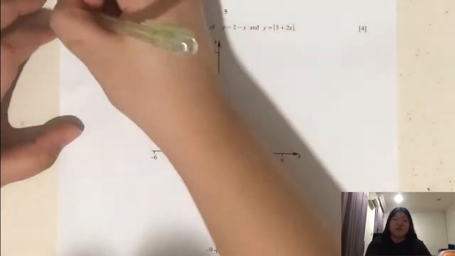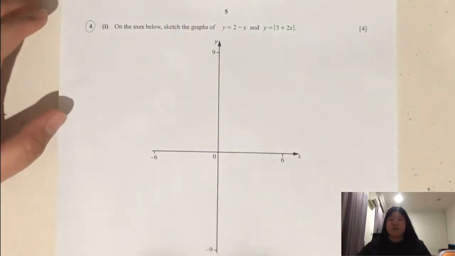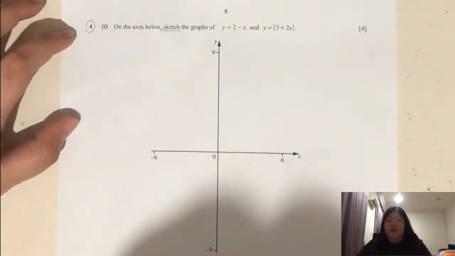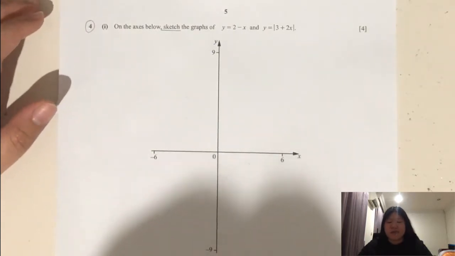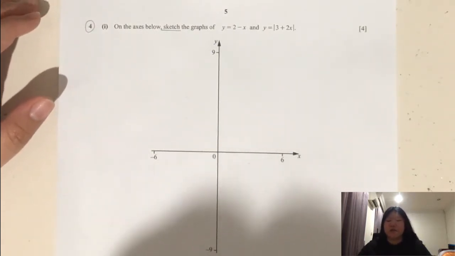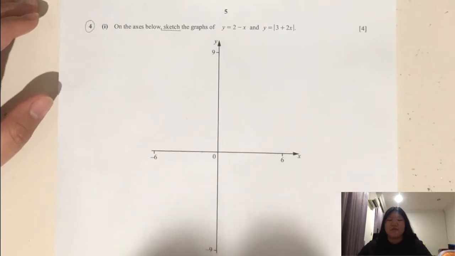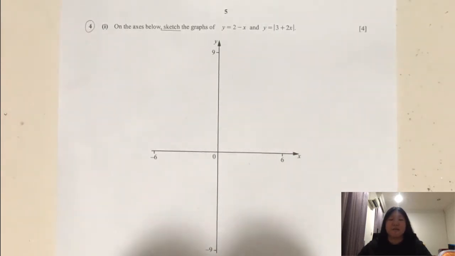Today I'll be doing my past paper, which is 0606/12/February-March 2016. I'll be doing question 4. In this question, they're asking us to sketch the graph of y equals 2 minus x and y equals the absolute value of 3 plus 2x. Sketch means that we are just approximating the graph and it doesn't need to be an accurate graph.